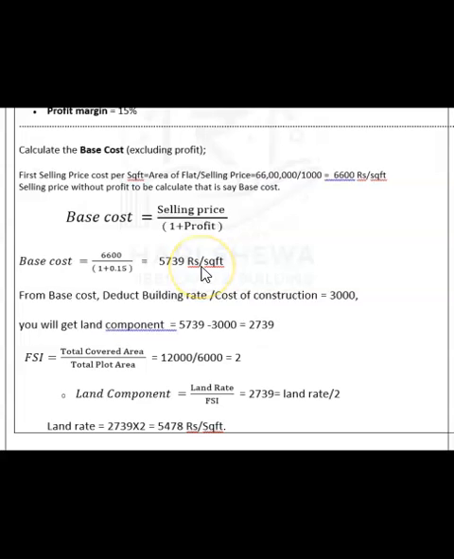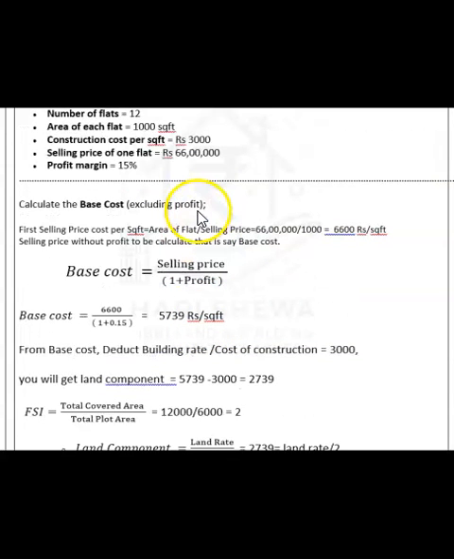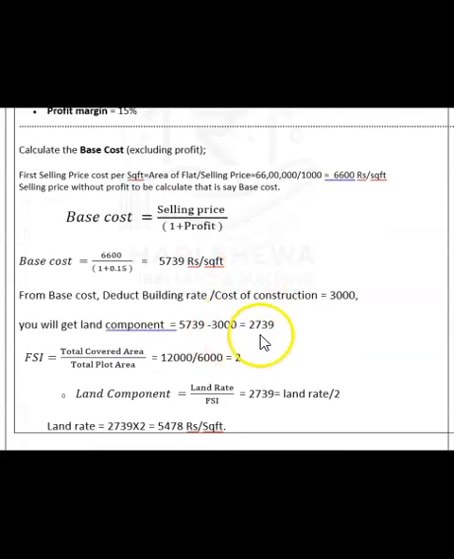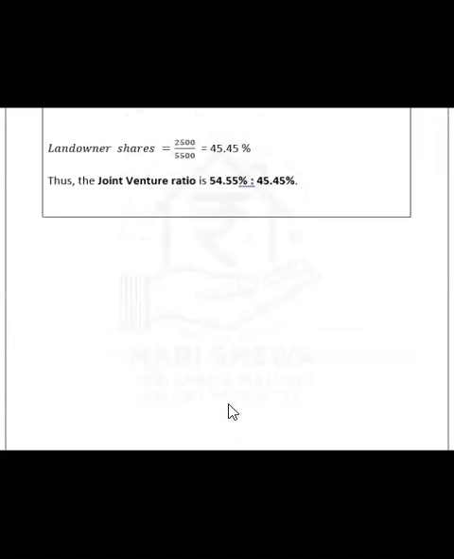Once you know the base cost, you know the building cost, 3,000. 5,739 minus 3,000, you will get the land component. Again, do not make a mistake. This is not the land rate. This is the land component. We know land component rate as per composite rate, land rate divided by FSI. You learned in the last session. Please see this last session formula.